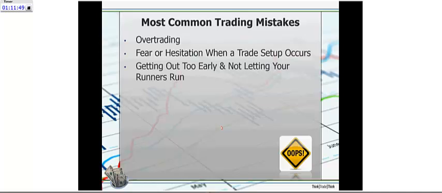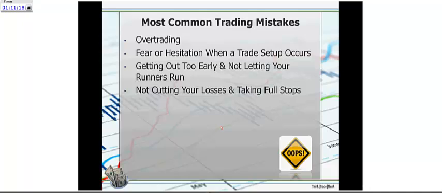And then how about getting out of your trades too early and not letting your runners run, right? I'm sure everyone's guilty of this one. I mean, it's really difficult sometimes to see how much room is in a trade, right? So you get out early, and then you see the trade go for another 10 points on the ES, or another 50 ticks on oil, or something along those lines, right? And that's one of the most frustrating things that occurs.